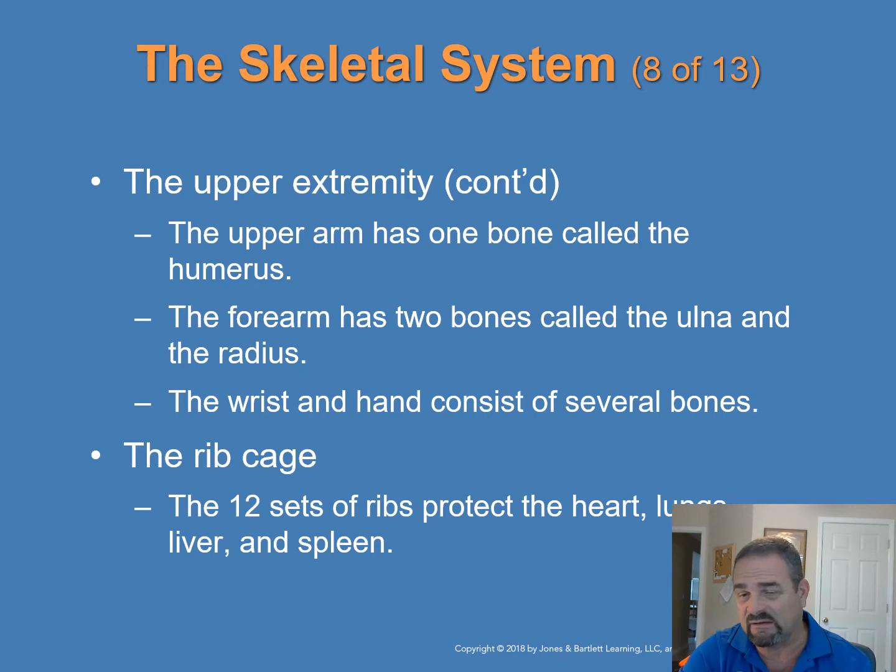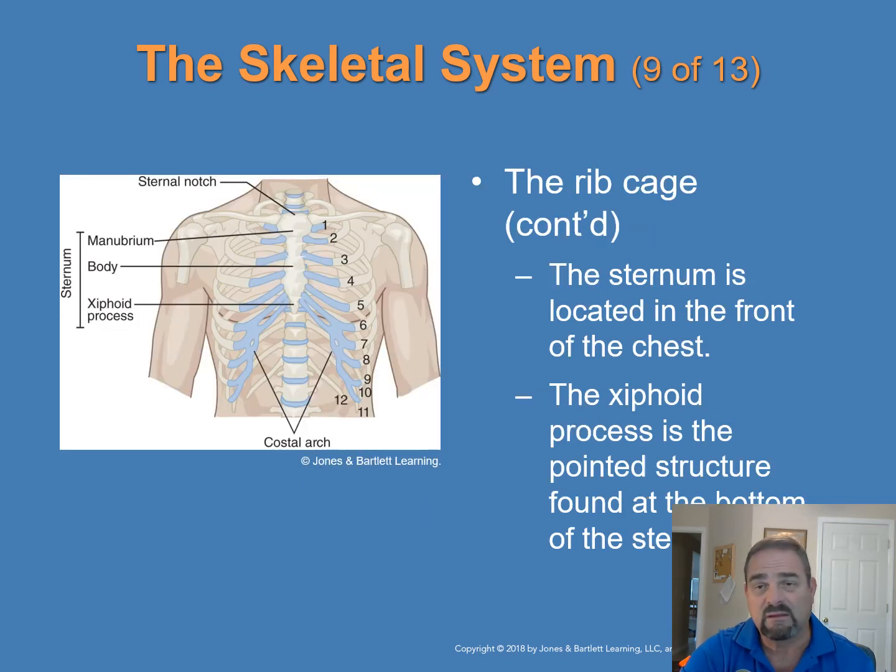The wrist and the hand also consist of several bones themselves. Then we have the rib cage. There are 12 sets of ribs to protect the heart, lungs, liver, and spleen. The sternum is located on the front of the chest, as you can see here. You have the sternal notch, which is the very top. If you feel right here, it's where your clavicles come together. It's that little soft spot that you can feel there. Just below that is your manubrium. Then you have the body of the sternum and the xiphoid process. And as you can see here, there are the 12 sets of ribs.